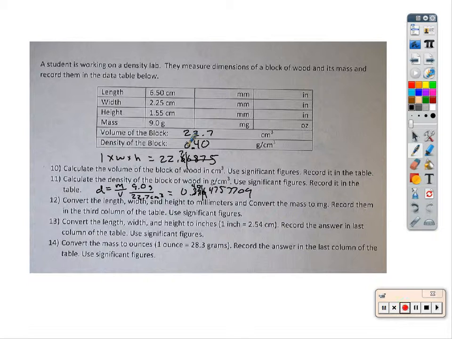Next thing we've got to do is some metric conversion. We have to convert from centimeters to millimeters. King Henry died by drinking chocolate milk. From centi to milli. From here to there. We are going one place to the right. So we're going to take our decimal points and move them one place to the right.